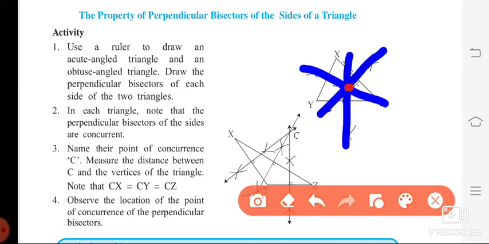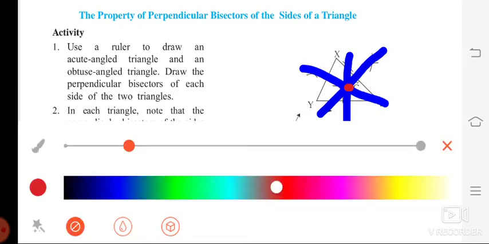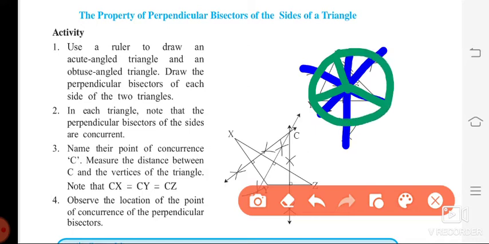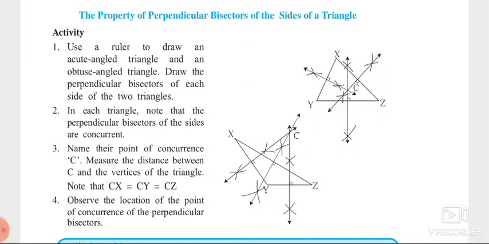Now this point which we get because of the perpendicular bisectors is equidistant from the vertices. What did I say? This point is equidistant from the vertices, it is at equal distance from the vertices. So you are able to draw a circle for it in this way. Now what is this point called? This point is called the Circumcenter.